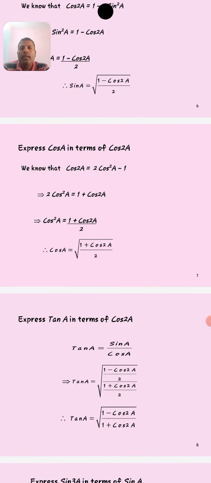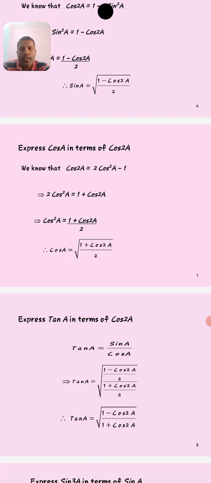Here the next one, express cos A in terms of cos 2A. We know that cos 2A is equal to 2 cos square A minus 1. From here, 2 cos square A is equal to 1 plus cos 2A, and also cos square A is equal to 1 plus cos 2A by 2. Therefore, cos A is equal to root of 1 plus cos 2A by 2.